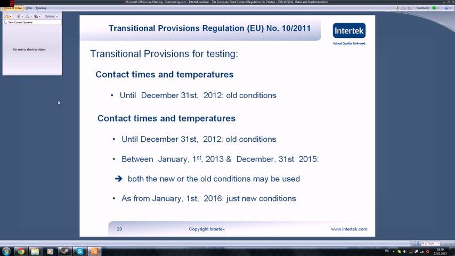In addition, these transitional provisions are handled differently by authorities and industry. So while until end of last year the old conditions should be used, it's now until end of 2015 that either the new conditions or the old PIM conditions may be used. However, the authorities use the new conditions. And of course, as from January 1st, 2016, when the transitional period is over, just the new conditions can be used.